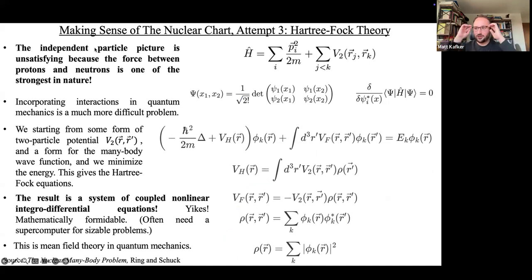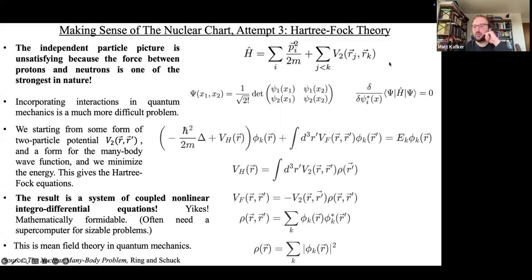So the independent particle picture, as people have rightly pointed out, I'm glad that you're paying attention, is unsatisfying because the force between protons and neutrons is one of the strongest in nature. So you can't just pretend it doesn't exist and have a bunch of independent particles. Incorporating interactions into quantum mechanics is a very serious business. This is the kind of work that I do with my PhD.